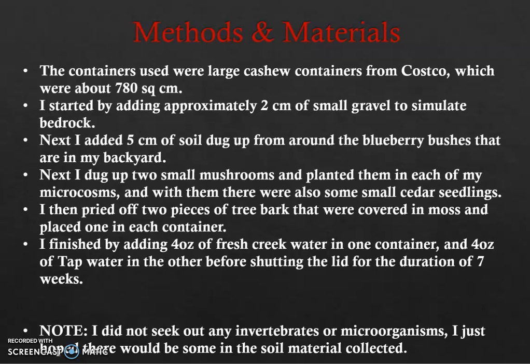I then dug up 2 small mushrooms and placed one in each container. Around each mushroom, though, there were some small cedar seedlings that they just happened to come with. I then pried 2 pieces of tree bark that were covered in moss at the base of the trunk. I placed one of those in each container also. I finished it off by adding 4 ounces of fresh creek water in one container and 4 ounces of our regular tap water in the other before I shut the lid for the duration of the 7 weeks.